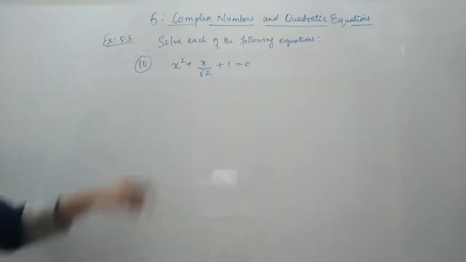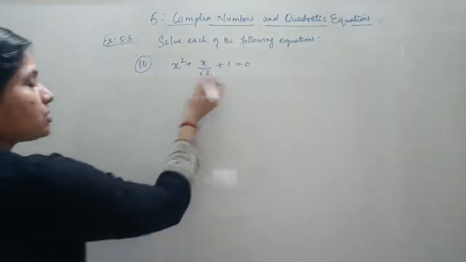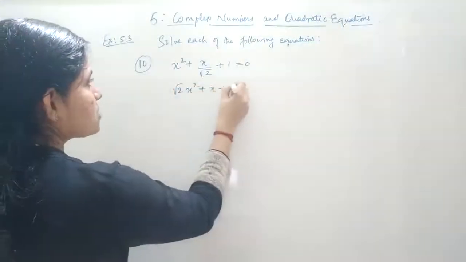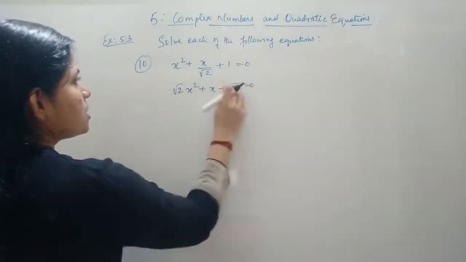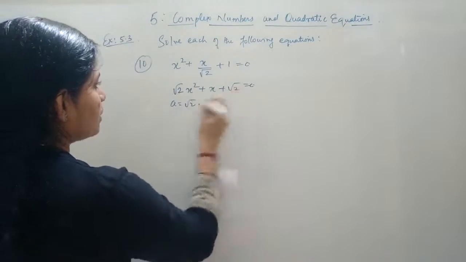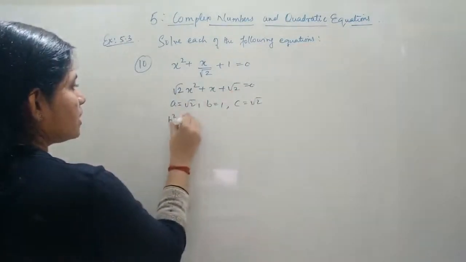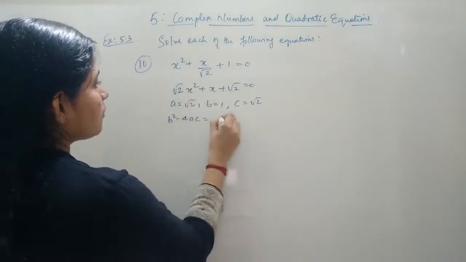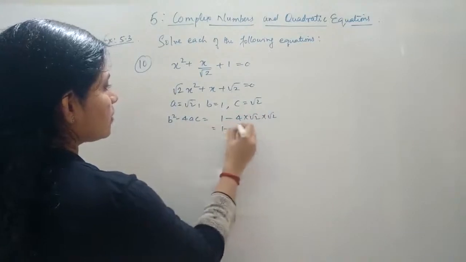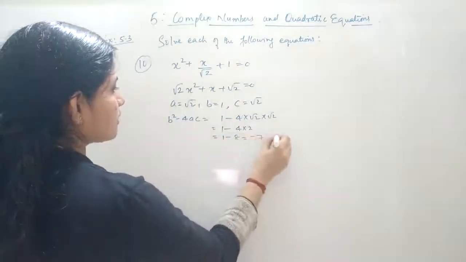10th question is x square plus x by root 2 plus 1 equal to 0. So again we will take LCM and make it as root 2x square plus x plus root 2 equal to 0, so that your a is root 2, b is 1, c is again root 2. So b square minus 4ac will give you 1 minus 4 into root 2 into root 2, which is 1 minus 4 into 2 or 1 minus 8, minus 7, less than 0.